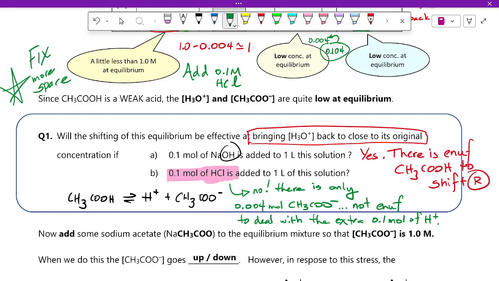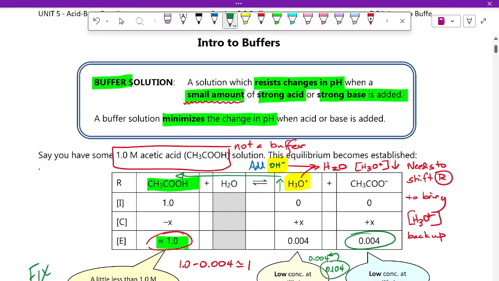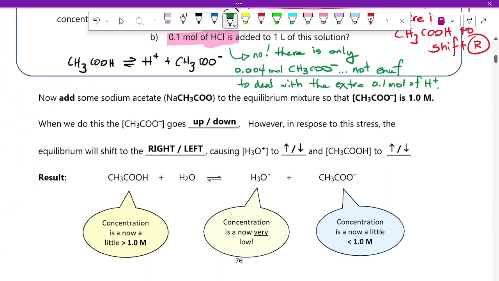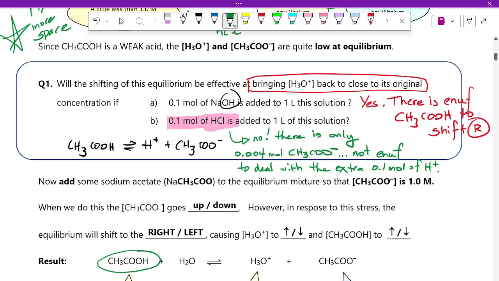Okay. Now what we're going to do is we're not just going to put in acetic acid. Okay? All we put in there was acetic acid. Now we are going to add both.